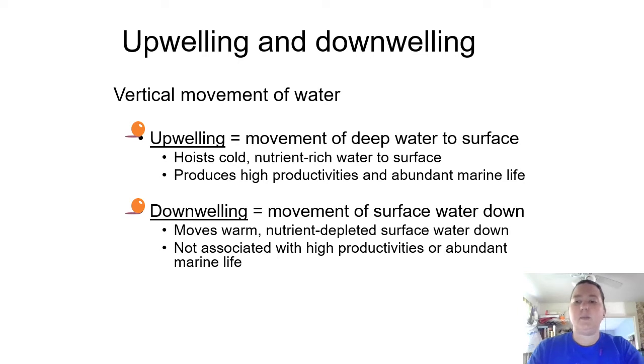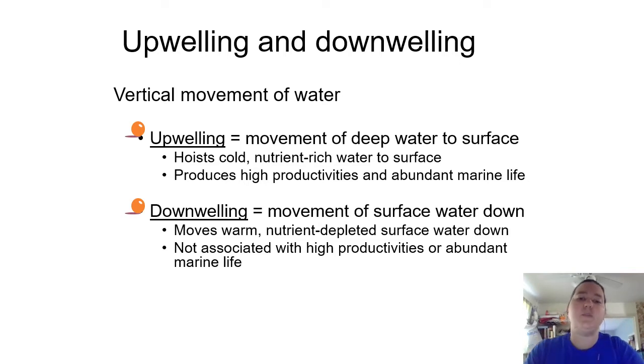Upwelling and downwelling is basically just fancy words for vertical movement of water. Upwelling is bringing water up. So what's happening is the deep water that's down at the bottom of the ocean, or towards the bottom of the ocean, is coming up to the surface. And then downwelling is taking surface water and pushing it down into the deeper regions of the ocean.